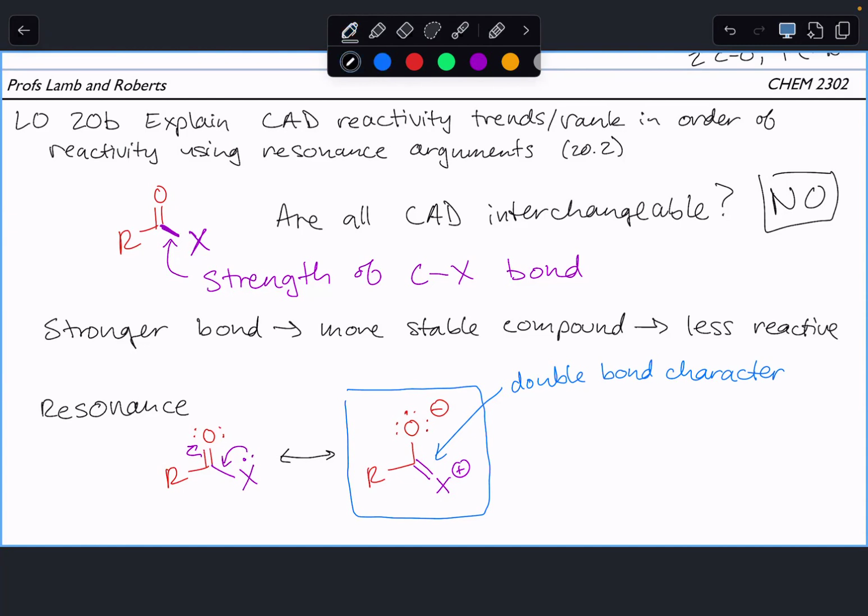Please note that there is one other resonance structure. If I were just to pull that electron density back, I could also draw a resonance structure where I put the positive charge on the carbon right here. All right. So that's showing us why that carbon is electrophilic. We'll get to that in a bit. But for now, we're focused on this resonance structure where we have a CX double bond, okay?